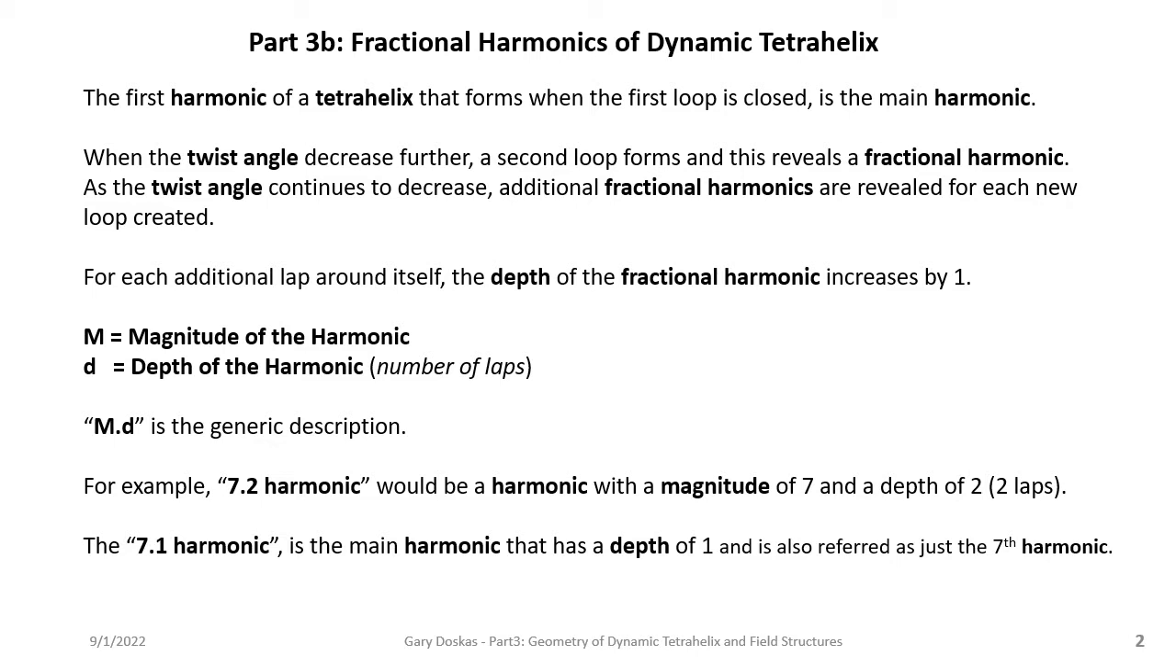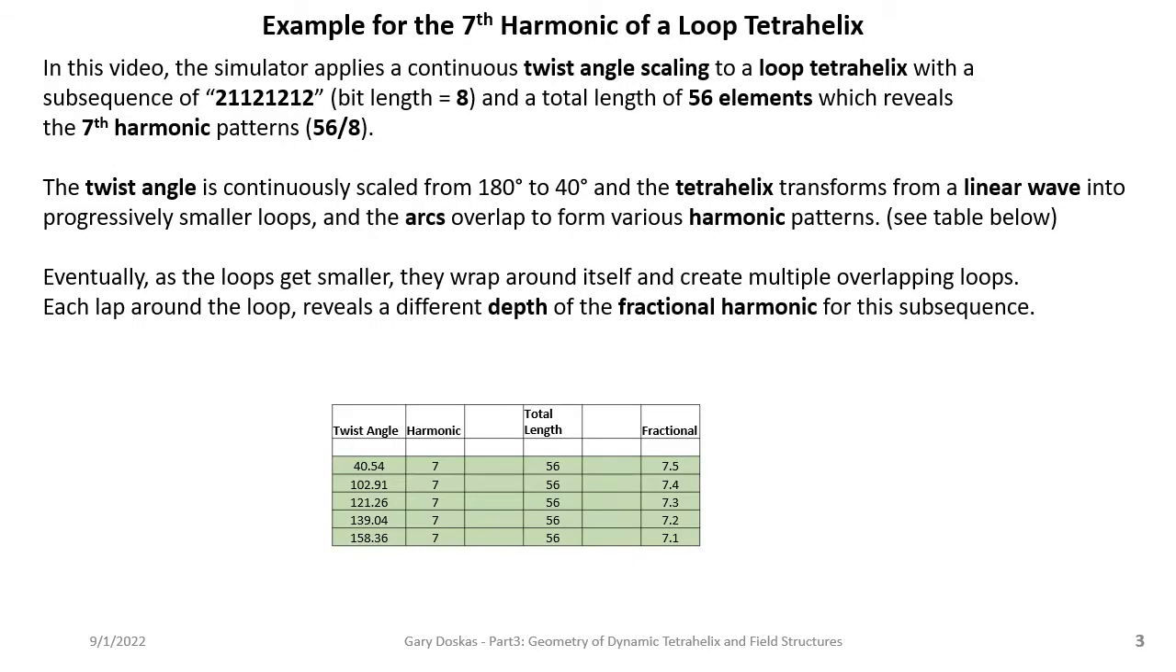M equals magnitude of the harmonic. D equals depth of the harmonic, or number of laps. M.D is the generic description. For example, a 7.2 harmonic would be a harmonic with a magnitude of 7 and a depth of 2 laps. The 7.1 harmonic is the main harmonic that has a depth of 1 and is also referred to as just the 7th harmonic. Example for the 7th harmonic of a loop tetrahelix.